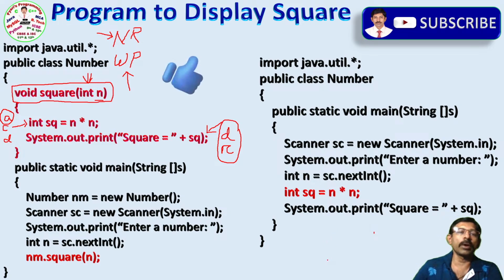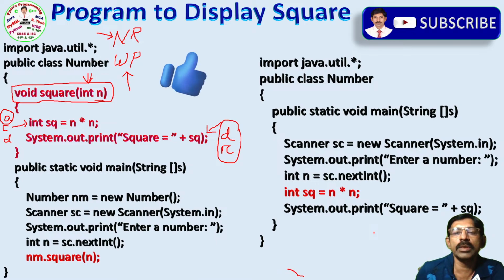Now let's go back to the main part. In the main part also we have to perform the same operation, because it is also a method. I will perform accept, calculation and display.